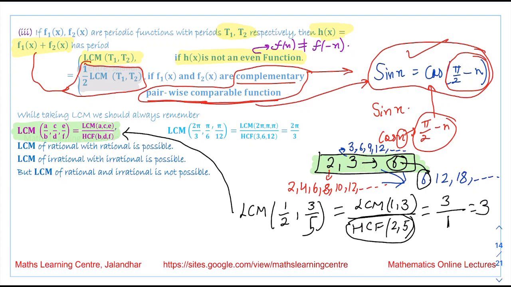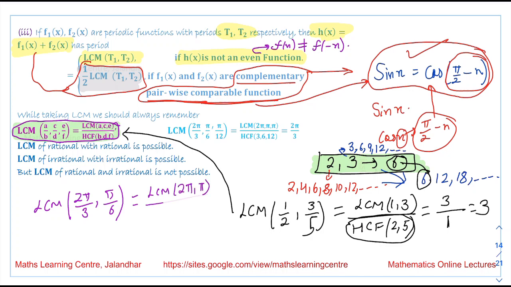It is important to note over here that whatever you have studied till now, you have studied the LCMs and HCF for the natural numbers. These are the definitions we are talking about when we have the numbers in the form of fractions. Next we are talking about the LCM of 2 pi by 3 and pi by 6. So the answer we will have is LCM of the numerators, 2 pi comma pi, and HCF of the denominators, 3 and 6. LCM of 2 pi and pi is 2 pi. And HCF of 3 and 6 is 3. So the answer we are obtaining is 2 pi by 3.